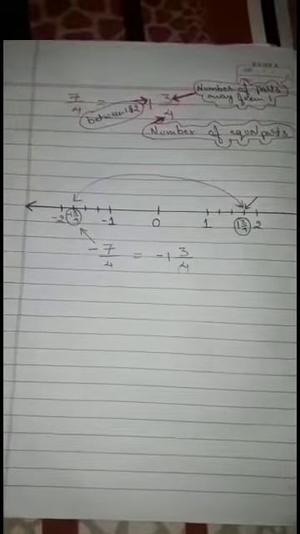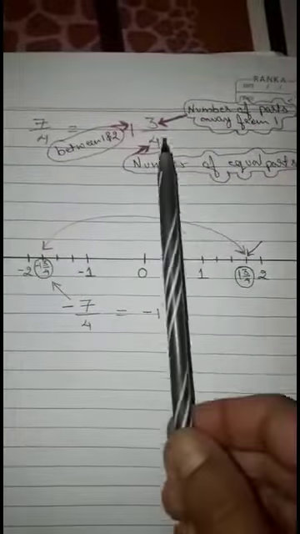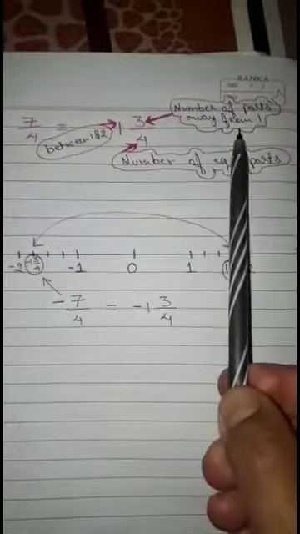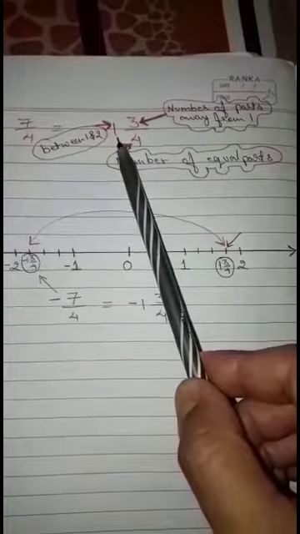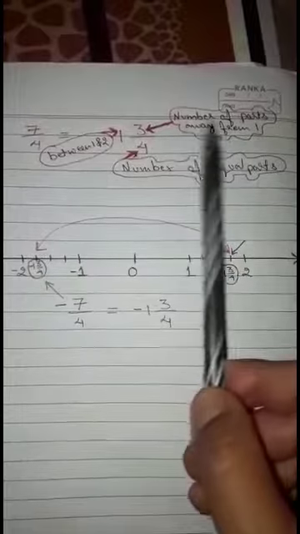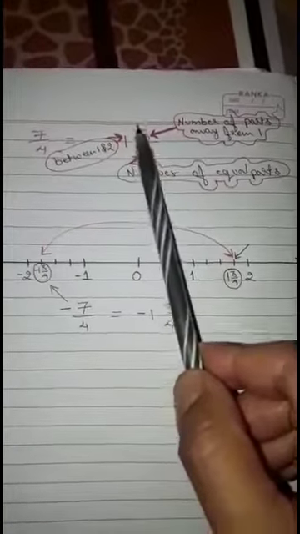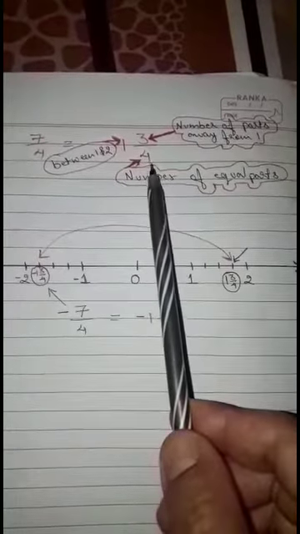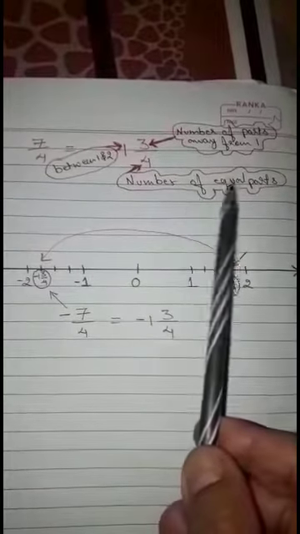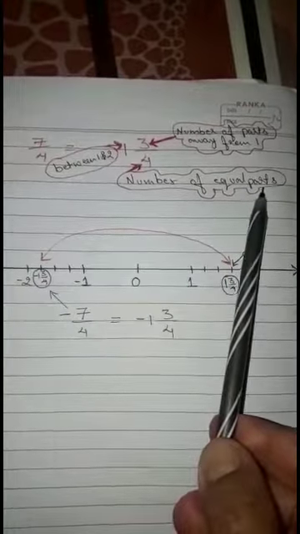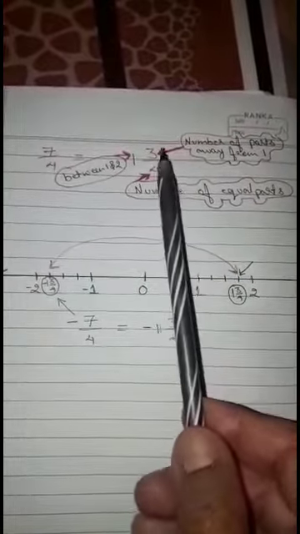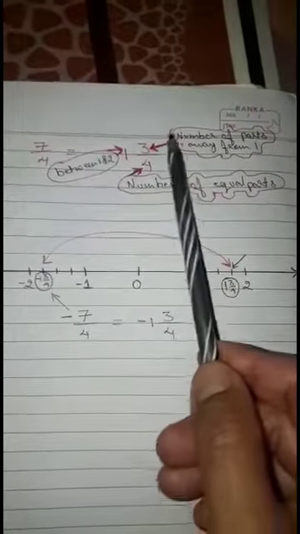Now these three numbers tell us where this rational number will plot on the number line. This numerator 3 tells us the number of parts away from the whole number, that is from 1 over here. If it is 2, then number of parts away from 2. Whatever number is here, number of parts away from that number. Now this divisor tells us the number of equal parts, and this whole number tells us between what two integers this rational number will lie.